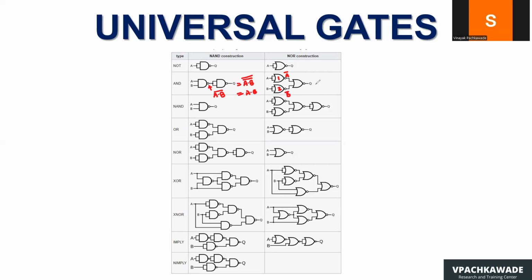Now, the output here, Q, would be A bar NOR B bar. And therefore, by De Morgan's theorem, it becomes A AND B after simplifying this expression. So this is how you use the NOR gate to make an AND gate. Very well explained. How about now we want to make a NAND gate using NAND?